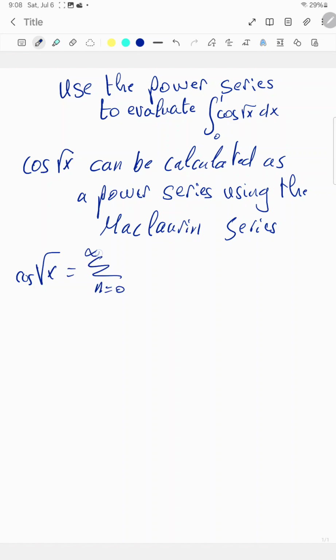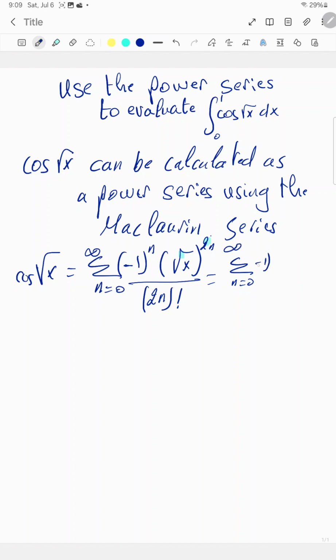to 0 to infinity of minus 1 to the power of n square root of x to the power of 2n divided by 2n factorial. That is equal, I can take out the square root here and the 2 here. I can take out the 2 with the square root that is here. So it becomes sum of n equal to 0 to infinity of minus 1 to the power of n x to the power of n divided by 2n factorial.